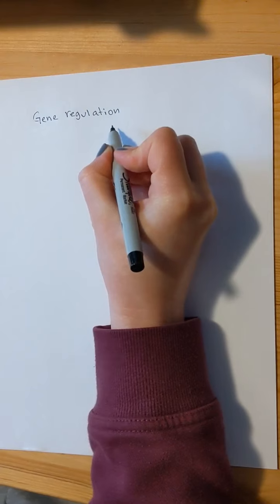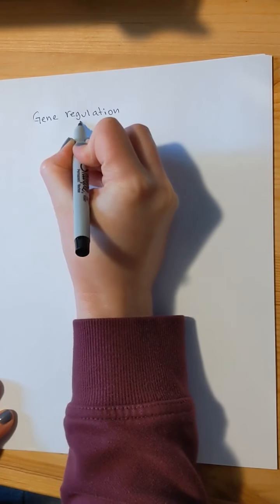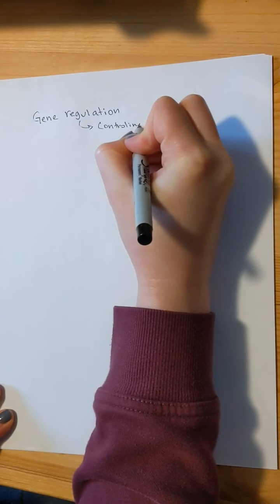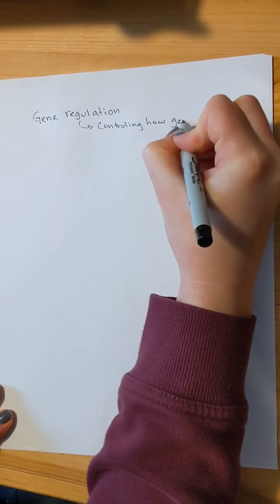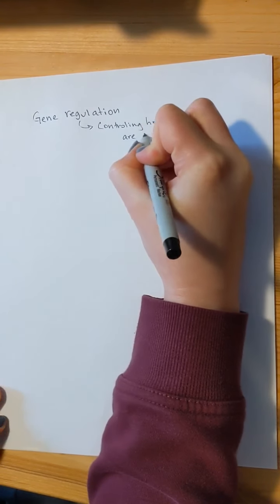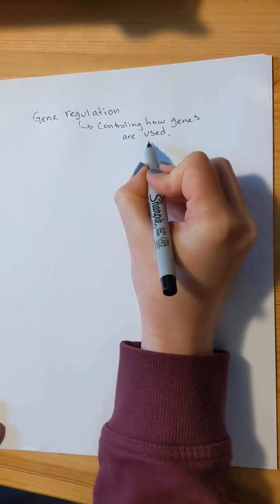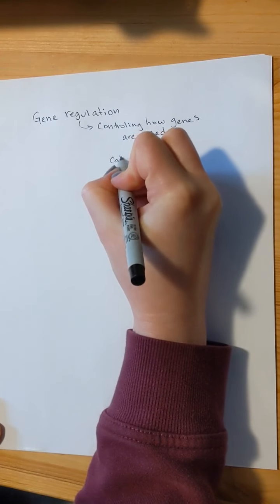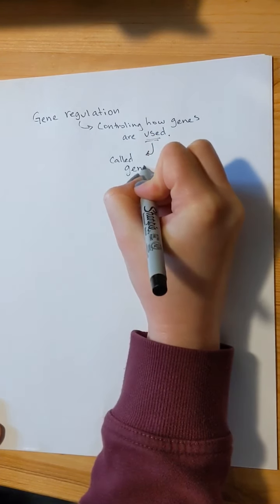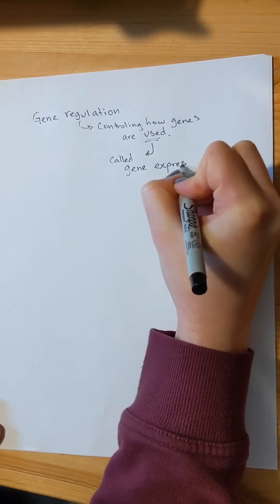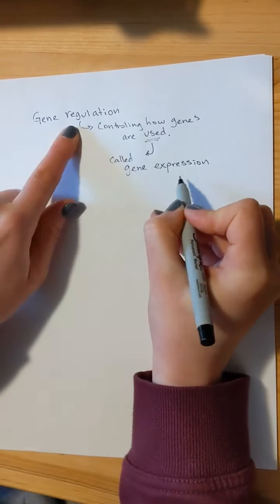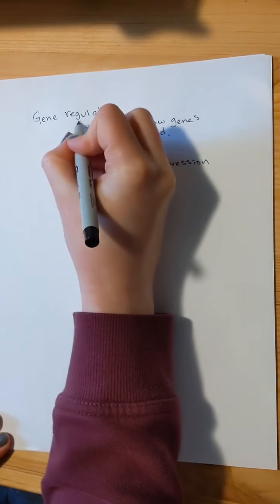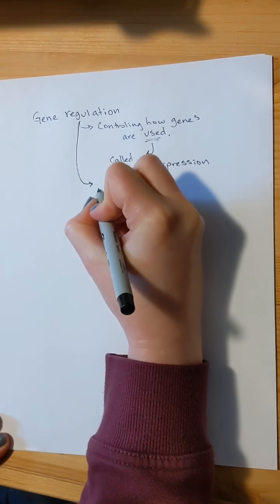So you might wonder, what is gene regulation? Gene regulation is controlling the way your genes are used. And the way that they're used is referred to as gene expression. So you're regulating how you're using them. How you're using them is called expression. What this really means is, are your genes turned on or off?